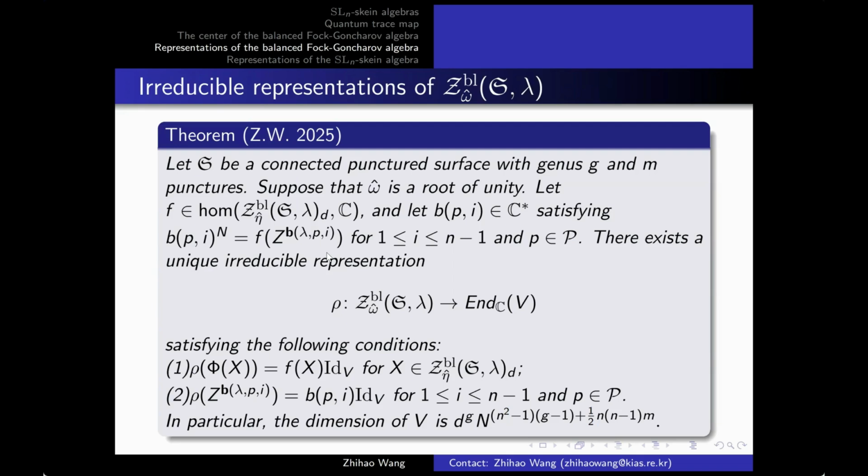And then there exists a unique irreducible representation rho of the balanced part such that R rho equals F. And also for every central element related to the puncture, we have this equation. And the dimension of V is this guy, the square root of the rank. So you can see that all the irreducible representations of the balanced part are classified by these two data.